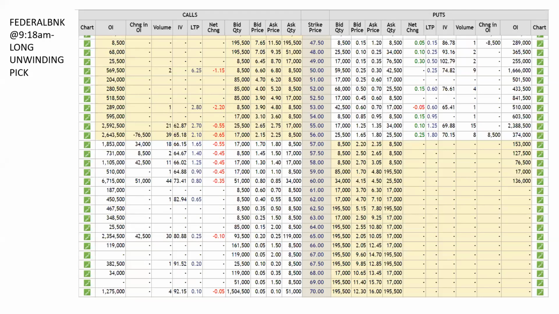And mind you, Federal Bank's lot size is also huge, so you have a very good support. Yes, so once it breaks 55, it will go down to 50. So let's see, 9:18 a.m. This is the screen for Federal Bank.